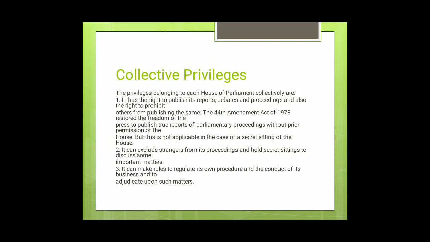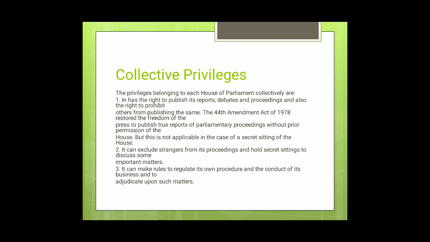If we read the first point, the 44th Amendment Act of 1978 restored the freedom of press to publish true reports of parliamentary proceedings without prior permission of the House. But it is not applicable in the case of a secret sitting. Then the second point: it can exclude strangers from its proceedings and hold secret sittings to discuss some important matter. Again, this is a privilege. They can exclude strangers from the proceedings, and they can hold their meetings in secret sitting. Any important matter they want to discuss, this is also a parliament privilege.